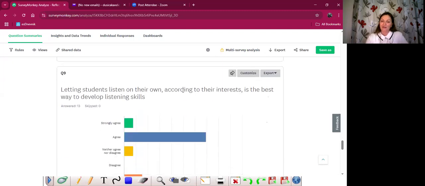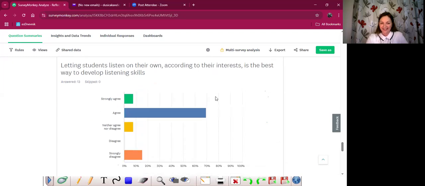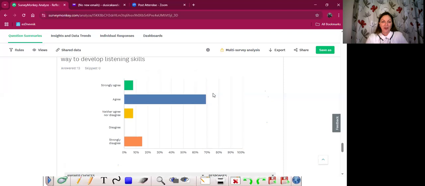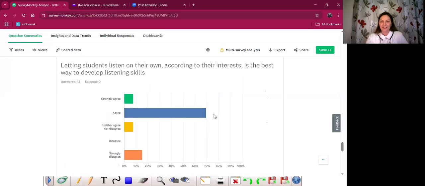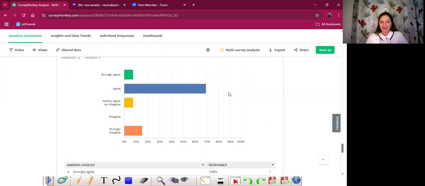Letting students listen on their own according to their interests is the best way to develop listening skills. I think that we all agree that when students are interested in something, they will be successful in it. The majority of my good English speakers and listeners are gamers because they listen to other children from Europe and they play games online. So I think that that's the secret of their success.